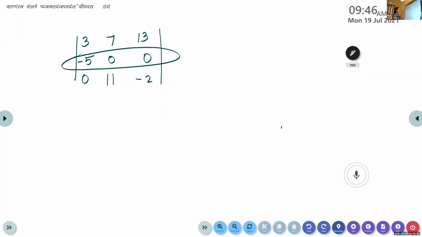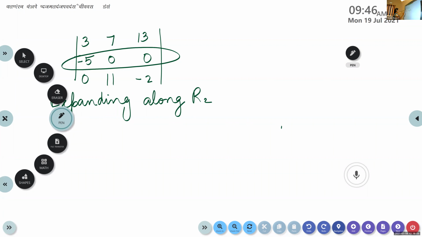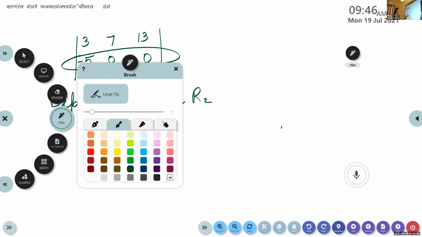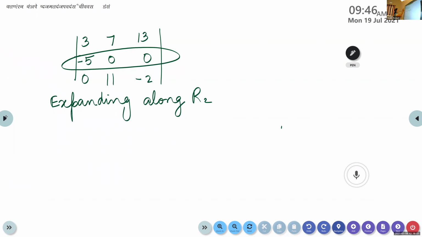Look here. In the second row we have 2 zeros. So I am going to expand it along R2, instead of expanding along R1. When we expand along R2, first I'll write the sign. Till you become thorough with the method, I'll write the sign here. But from the next question onward, you should keep it in mind. No need to write the sign.